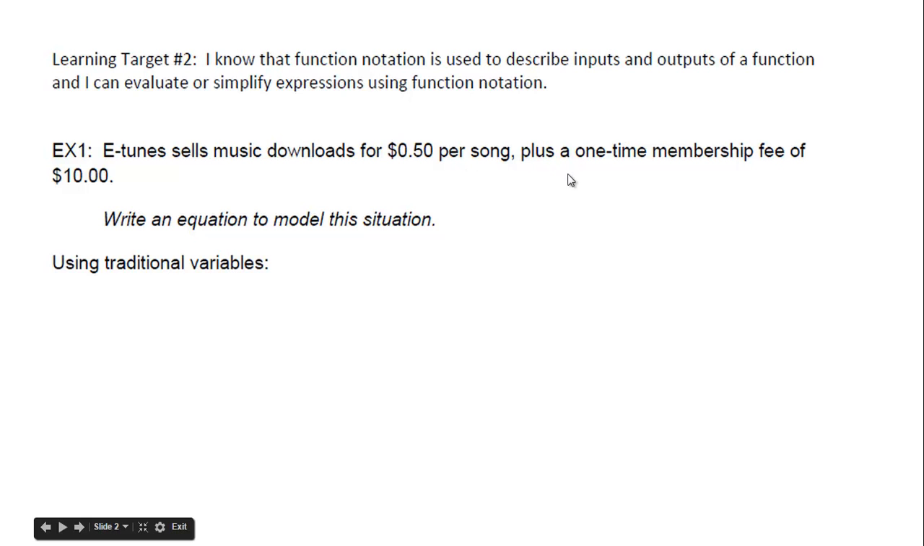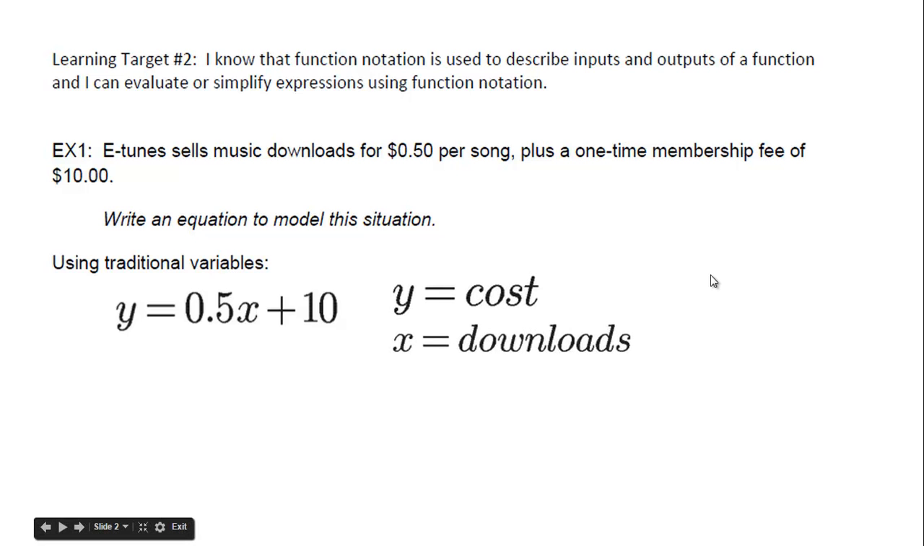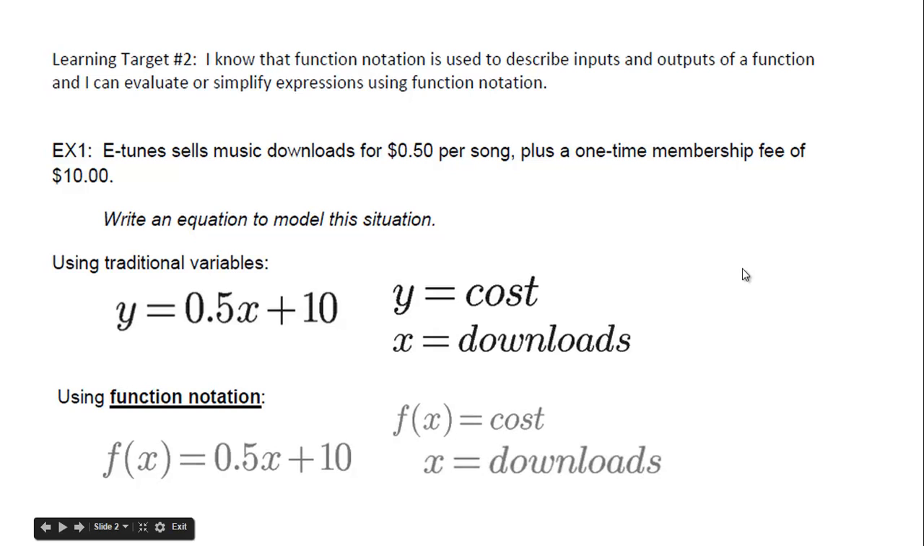So using traditional variables, it would look like this. y equals mx plus b. 50 cents would be the slope. 10 would be the y-intercept. We start at 10 and we add 50 cents every time. We do specify what those variables represent. x is downloads, y is cost. That's important. It's something we forget. But when we're describing a model, we do have to say what the variables represent. Using function notation would look like this.